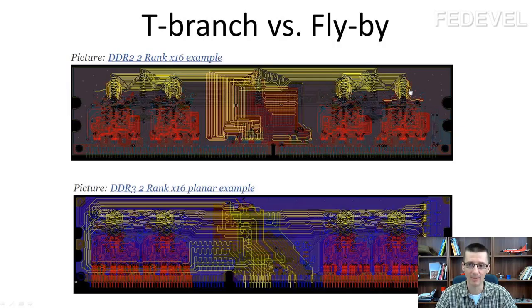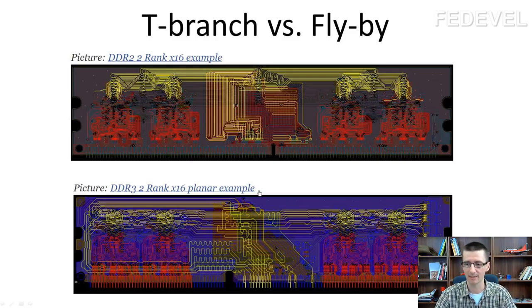But then, how does it work here? Because if the signal starts here from the processor or FPGA, it arrives at these first memory chips, and a little bit later it will arrive at these other memory chips, and a little bit later at the next ones, and a little bit later at the last ones. So the question is, how does it work?